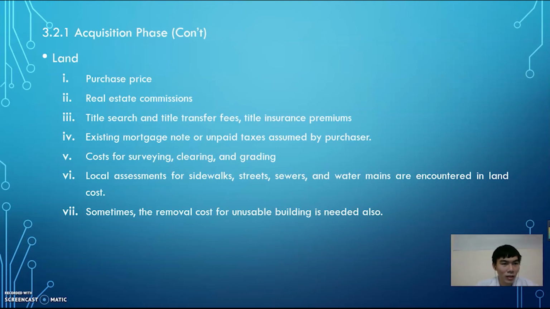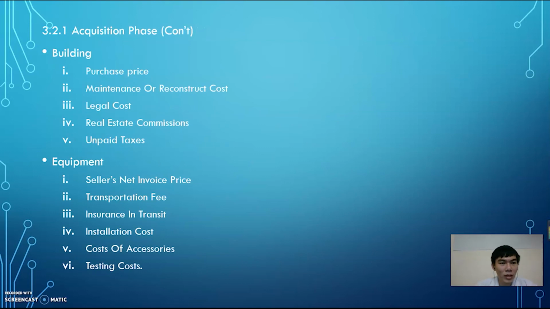So for the land, the acquisition cost includes purchase price, real estate commission, title search and title transfer fee, title insurance premiums, unpaid tax, cost for surveying, local assessment, and sometimes the removal cost for unusable building is needed also. For the building, the acquisition cost includes purchase price, maintenance or reconstruction costs, legal costs, real estate commissions, and unpaid taxes.